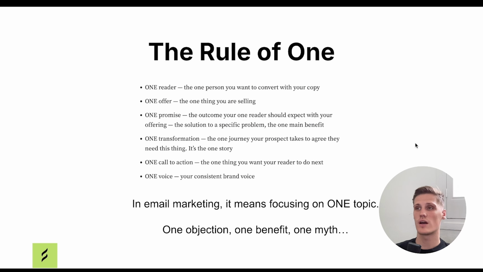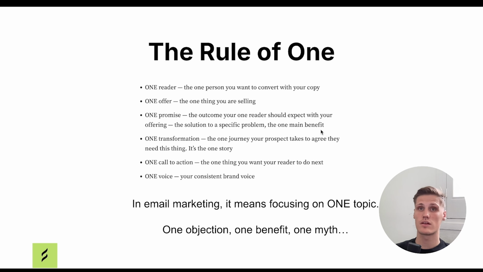Let's talk about the rule of one. Essentially, if you have studied copywriting before, then this is one of the first frameworks that you're going to learn. Whatever you are writing, it can be a landing page, a sales page, an email campaign, or a meta ad, you want to focus on one reader. So the one person you want to convert with your copy. You're also going to have one offer, the one thing that you are selling, one promise, the outcome your one reader should expect with your offering, one transformation, one call to action, one voice, etc.